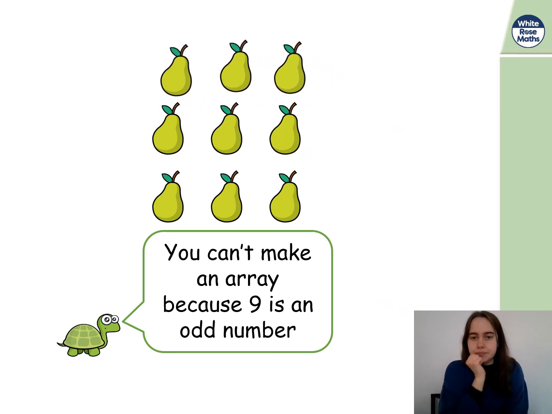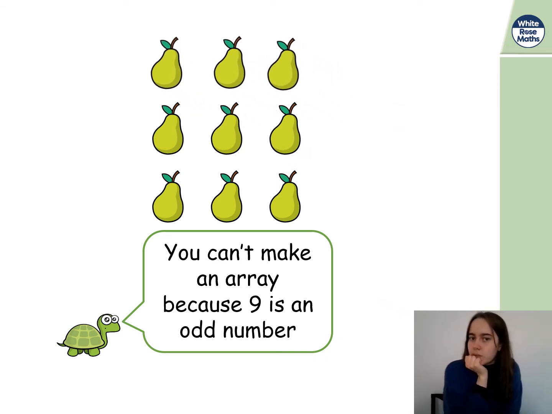But let's have a look. Oh, we've still got the same amount of pairs, still got 9 pairs, but the array has changed. So instead of 2 rows, we now have 3 rows. Have a look. Do we have equal groups now? Could I make equal groups?